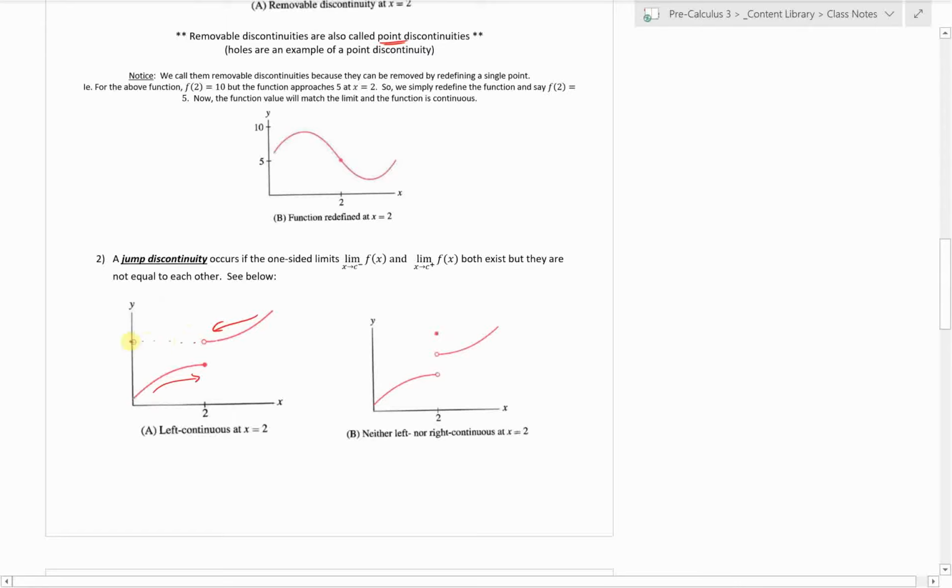Here we can see this would be the right-hand limit. Right here would be the upper value. This would be the left-hand limit, and they're obviously not equal to each other. In that case is when we have a jump discontinuity. And I've talked about Mario running along the curve here.